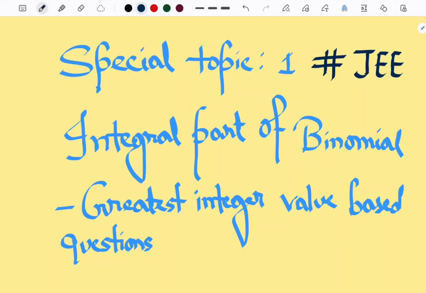Today we are going to read about a special topic in binomial theorem, which is a very important part of JEE. It is known as the integral part of binomial, where we have to find greatest integer value based questions. Now this forms a small portion of binomial theorem, yet it is very important. So today we will be discussing some of the questions and the theory based upon it.